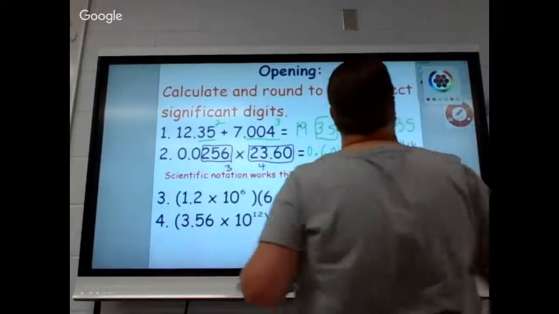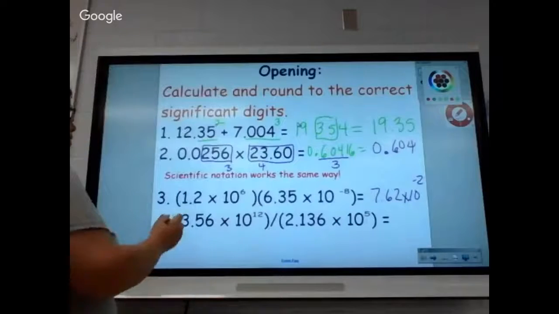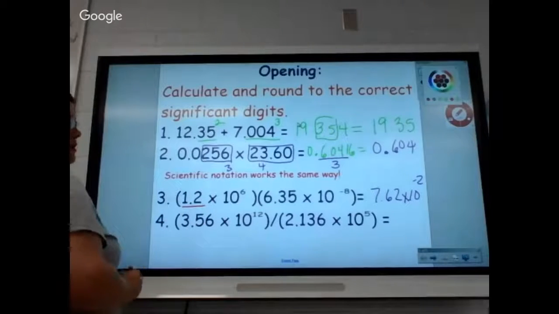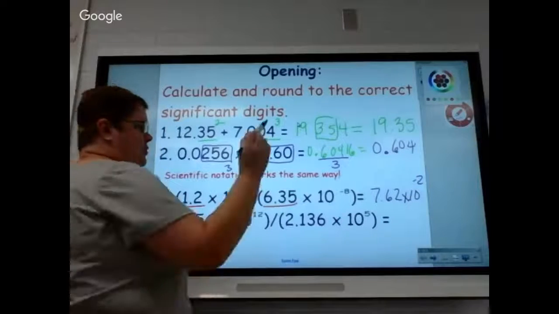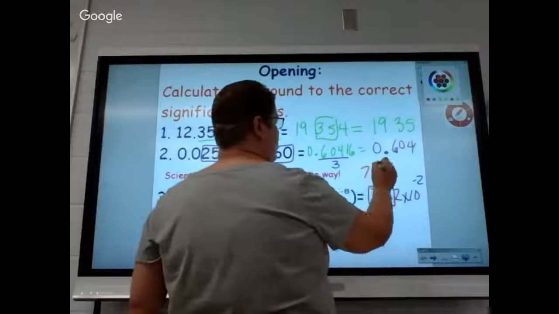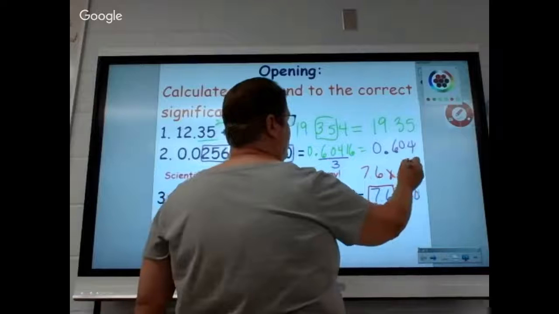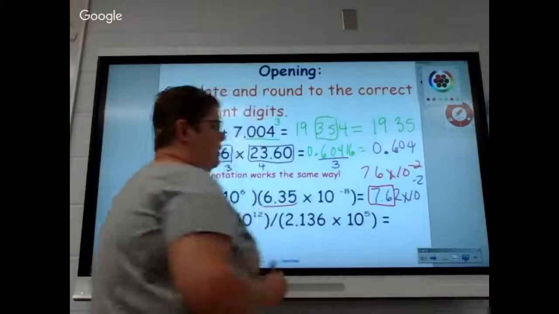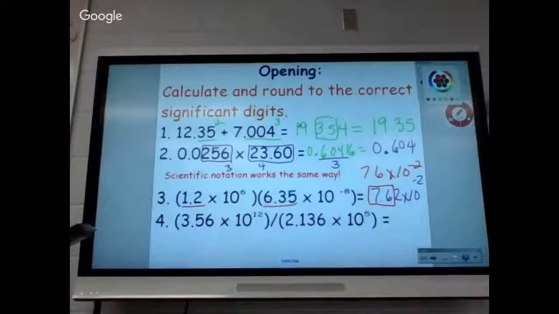Now, when it's in scientific notation, same rules apply. We're multiplying. How many significant digits? How many significant digits? So I want how many here? These are the first 2, so I'm going to have 7.6 times 10 to the -2. Everybody go with that? All right.